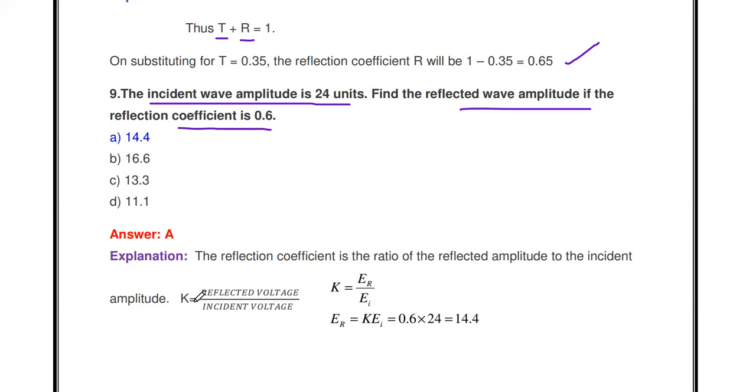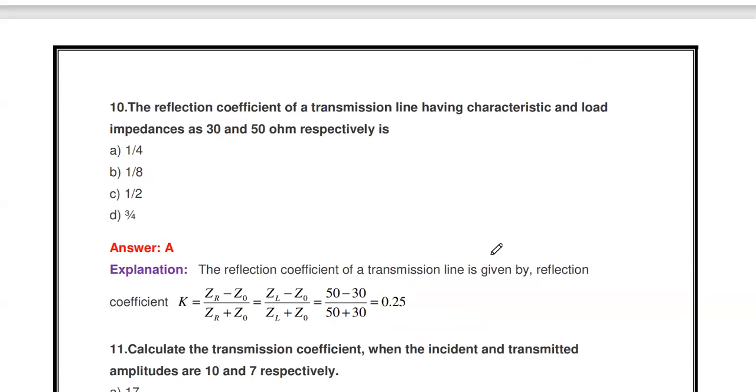The reflection coefficient is equal to the ratio of reflected voltage divided by incident voltage. Here the incident voltage is given, K is given. We have to find out the reflected voltage. So from that the reflected voltage is equal to K into EI. So 0.6 into 24. So the answer is 14.4. This is the answer.